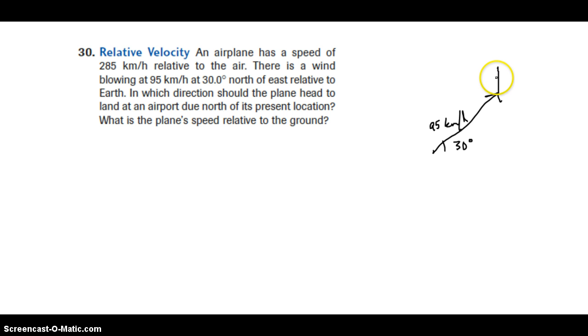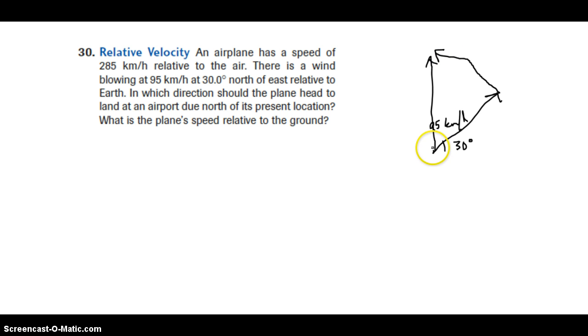So we need to find what direction this plane needs to fly in order for that resultant to be due north. And I should draw, we want the resultant to be due north. So in other words, if the wind is drifting the plane northeast, the plane is going to have to fly kind of northwest to compensate for that.